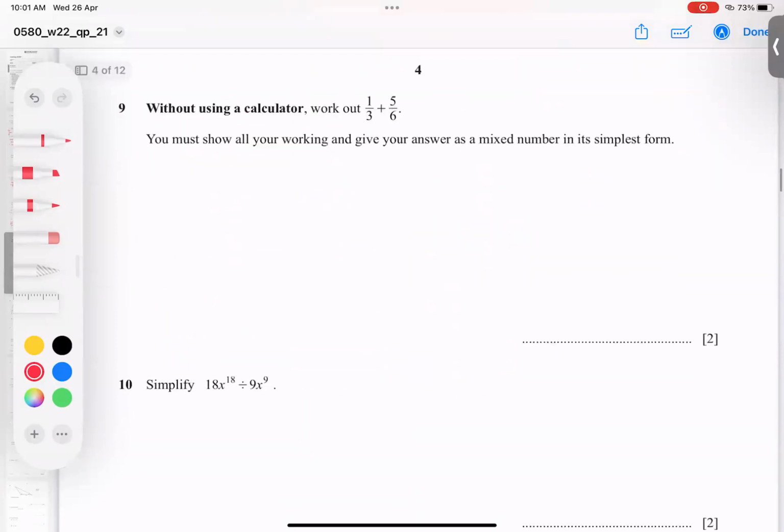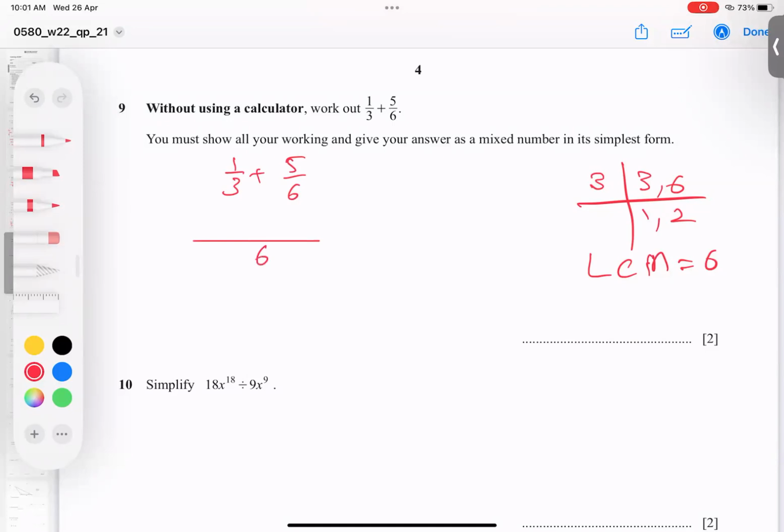The next question is here, without using a calculator. So 3 and 6, what is the LCM? 3 ones are 3, 3 twos are 6. So the LCM is 6. So let's see how we can complete it. So 1 over 3 plus 5 over 6, I already have it. So the LCM is 6. Do they match? Yes, they match. So 5 is copied.